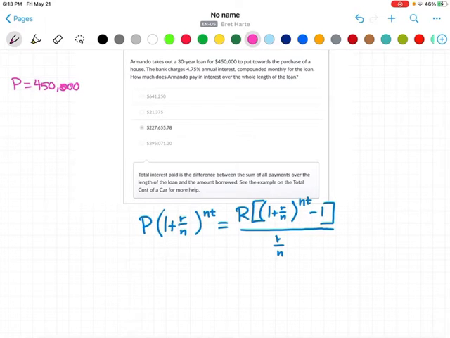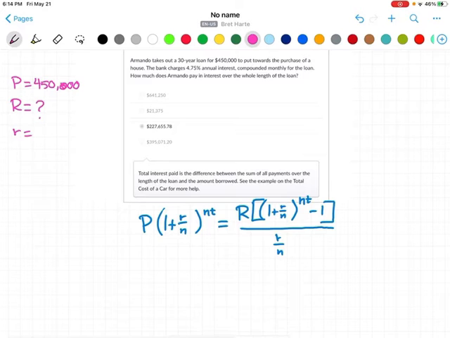R is the regular payments he makes to the loan. We don't know that, so that's our variable. We're going to be solving for R in the equation. Small r is the rate that they gave us from the bank, which is 4.75%, or 0.0475.